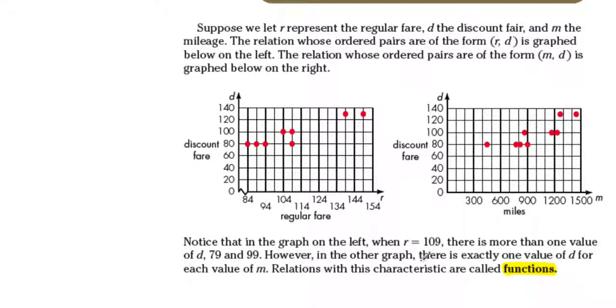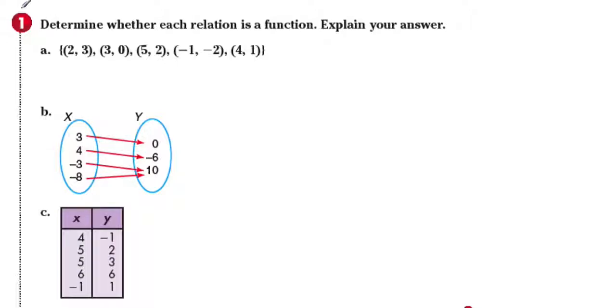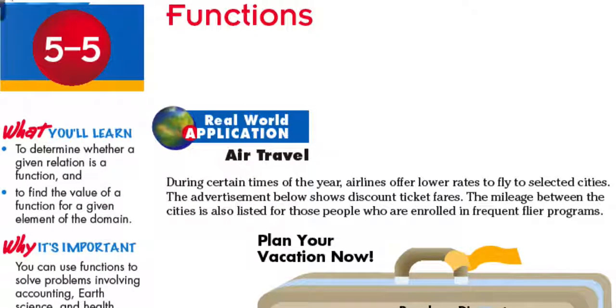However, in the other graph, there is exactly one value of D for each value of M. If you look at this other graph, you will notice that for every value of D there's always one value of M. Relations with this characteristic are called functions. So let's define what a function is after looking at all those fares.